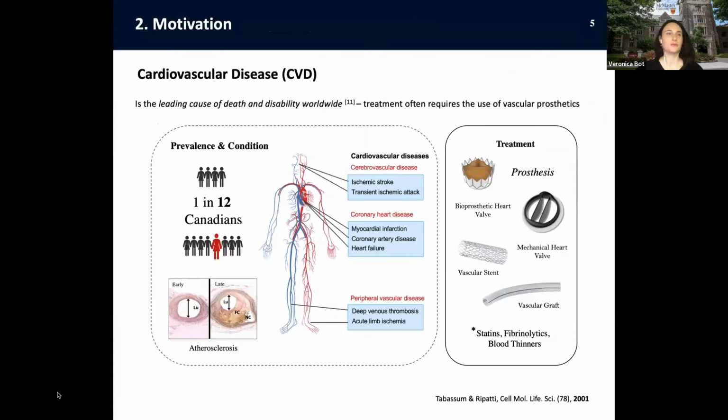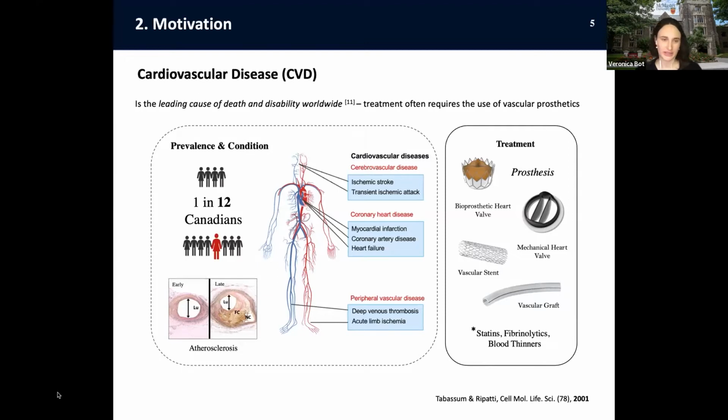So just to provide a background in case this is not your area of expertise, the motivation for my research on the most fundamental level is cardiovascular disease. So cardiovascular disease is a very serious condition that is widespread. You may have loved ones who are affected by cardiovascular disease. And it is the leading cause of death and disability worldwide.